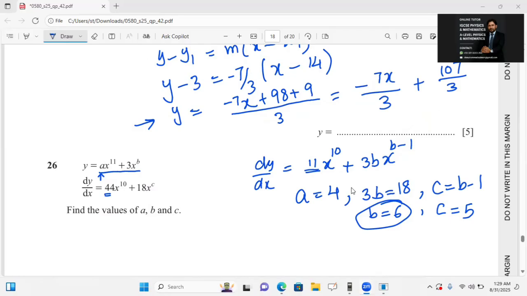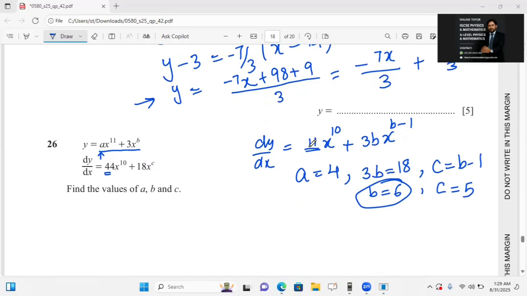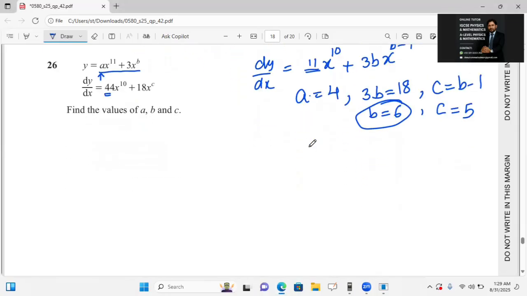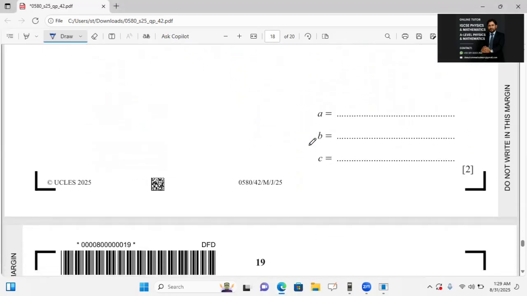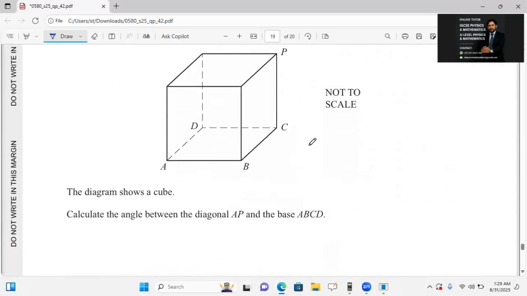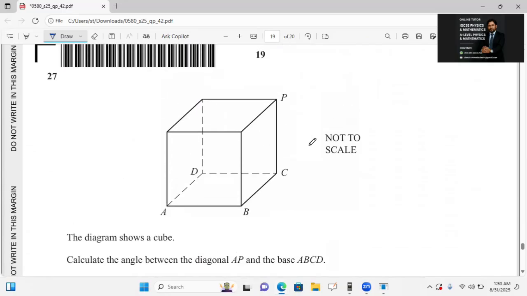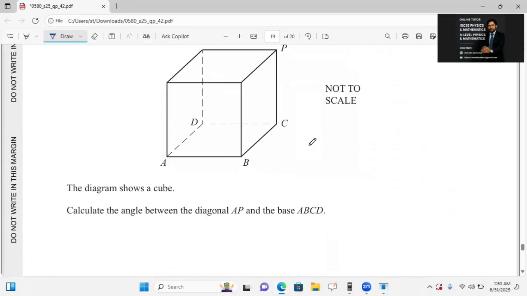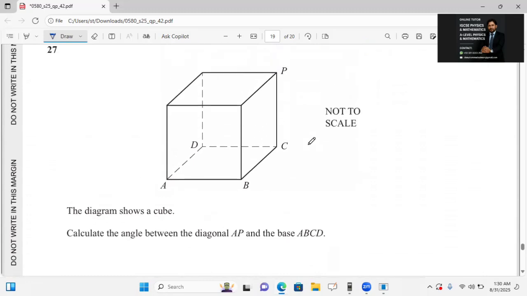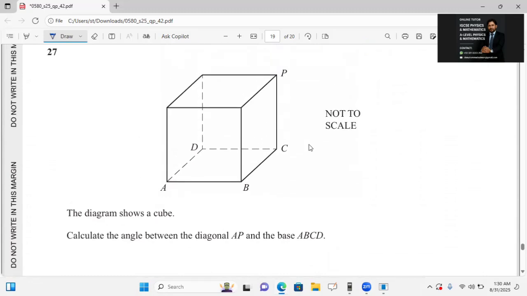So this was the comparison of differentiation. This was easy, but he has not told us to use that formula properly. Okay. In the last, he is saying the diagram shows a cube. Calculate the angle between the diagonal AP over there. We will have to calculate the angle between these, because this is a cube diagram. So we will have to calculate this angle with this over there.